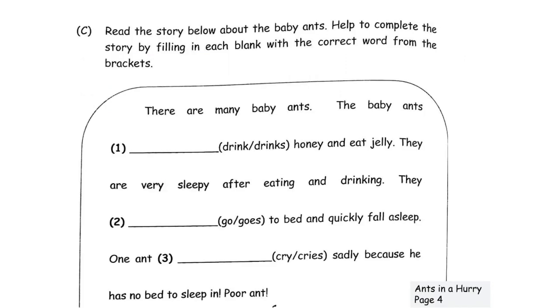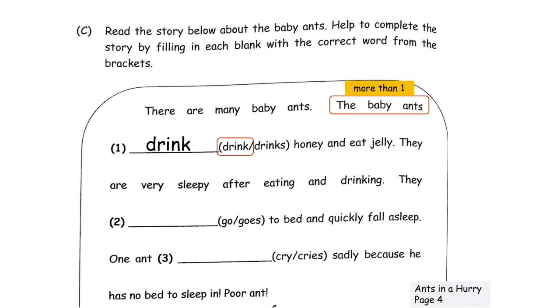Now turn to page 4. Read the story below about the baby ants. Help to complete the story by filling in each blank with the correct word from the brackets. There are many baby ants. The baby ants blank honey and eat jelly. So my subject is the baby ants. And there is more than one. Because there is more than one, I choose the verb drink. The baby ants drink honey and eat jelly.